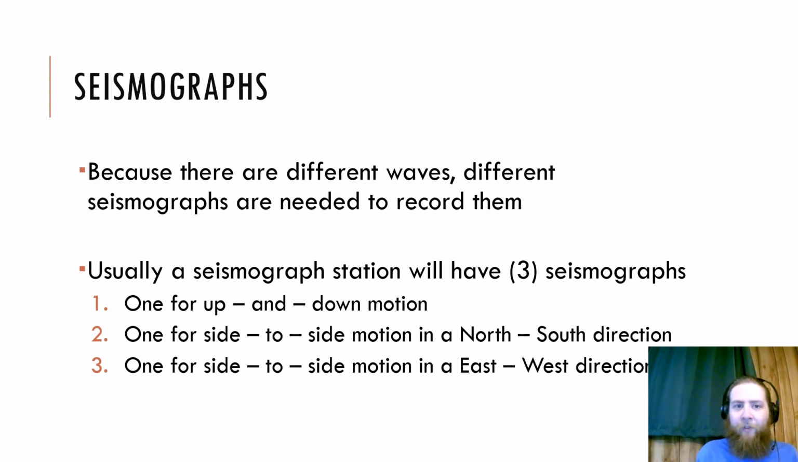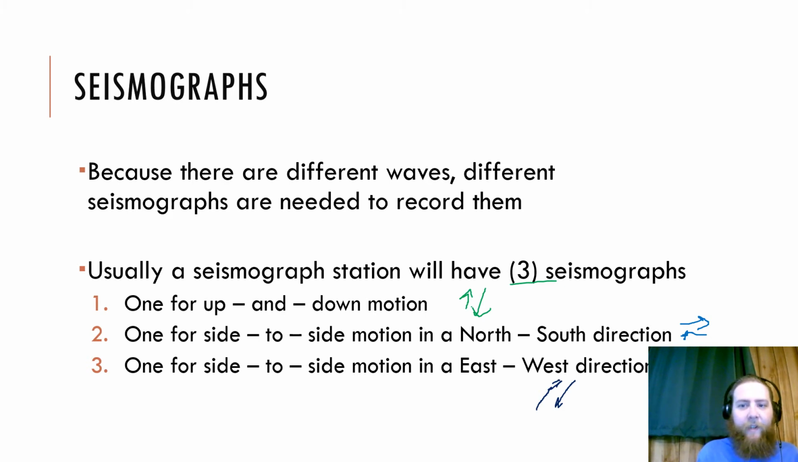Seismographs need to measure different waves because each earthquake is potentially throwing off 4 different waves. So it needs 3 different ways to track them. One for up and down motion, one for things that are going side to side in a north to south direction, and one that is going side to side, and I'm going to draw this kind of obliquely, in an east to west direction. So in these 3 different directions, they're tracking movement of the Earth's crust.